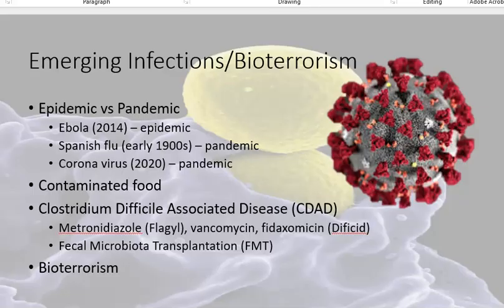So the coronavirus was actually a pandemic, as was the Spanish flu in the early 1900s, and then in 2014 there was an epidemic of Ebola. West Africa was the largest known in history for Ebola. An American traveler was diagnosed and hospitalized in Texas and later died.